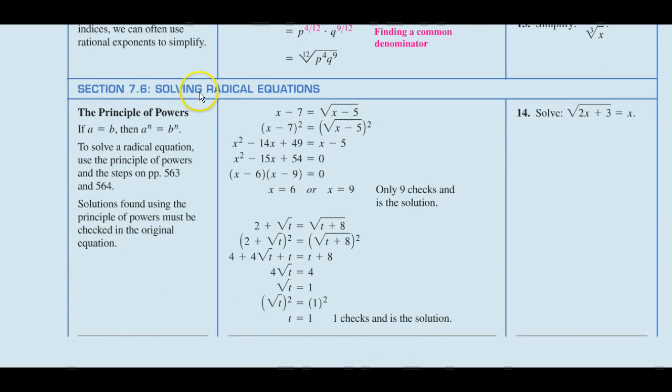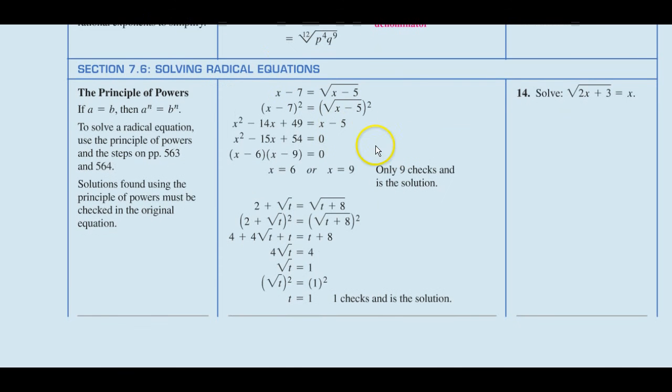And then in solving radical equations, the key here, we had to be sure to check what our solution was. And the rule was to isolate a radical on one side, everything else on the other, and then square both sides. This was called the principle of powers. Keeping in mind you could get an extraneous root.